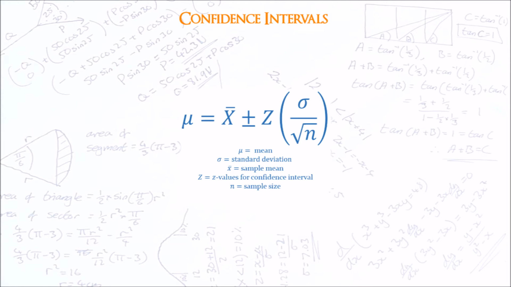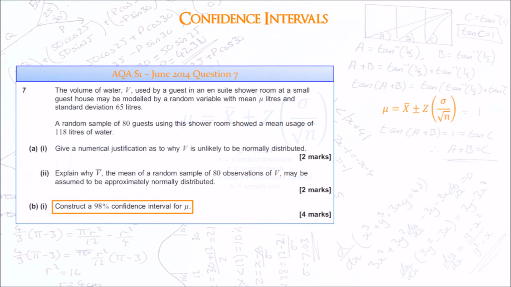Now this is just a rearranged version of the formula z is equal to x bar minus mu over sigma over root n. But you're going to have to do this every examination, so it's worth remembering because it'll save a lot of time. Let's dive into a question and see exactly how this works.